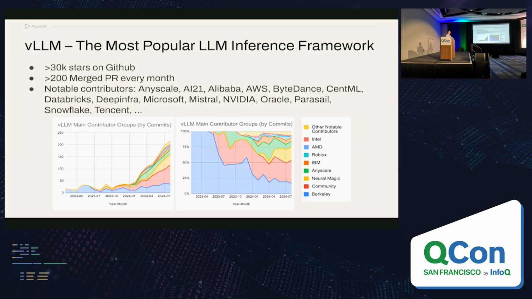vLLM itself is the most popular large language model inference framework. It's fully open source and it's also part of the Linux Foundation. It now has more than 30K stars on GitHub, and we merge more than 200 PRs every month. There are notable contributors, including Nscale, Air21, Alibaba, AWS, and so on. You can see a lot of companies are actively contributing to vLLM to make it better and have more features for large language model inference.